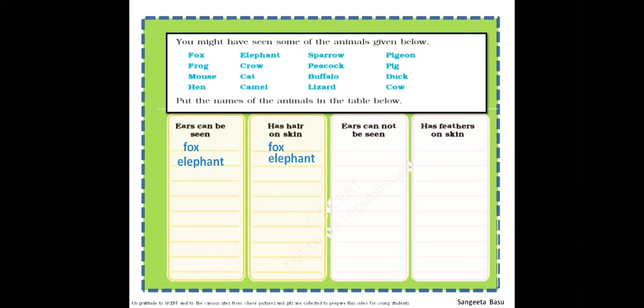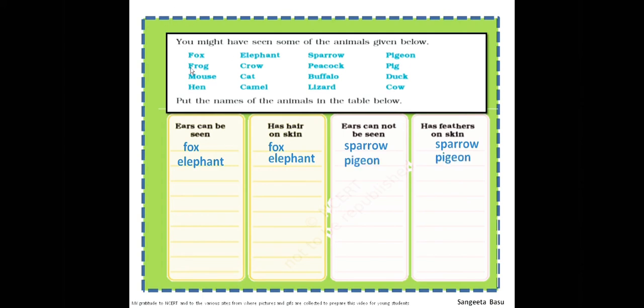It doesn't have feathers. Next, we have the sparrow. Sparrow, can you see the ears? Oh no. Does it have hair? Oh no. Ears cannot be seen. Yes, and it has got feathers on the skin. Next, we have got the pigeon. Similarly, the pigeon is also a bird. We cannot see the ears and it has feathers on the skin.